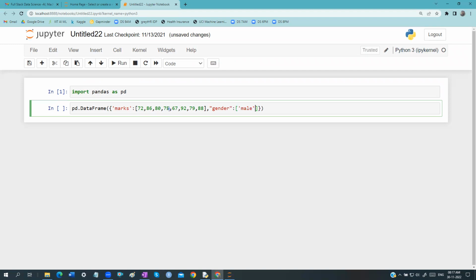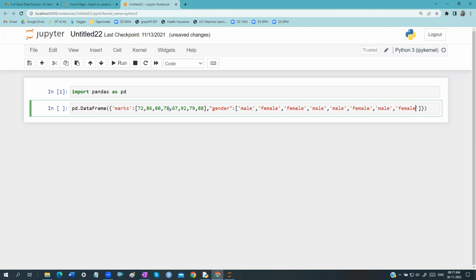It's a male, it is going to be a female. The next one is also a female. And the next one is a male. After male, again, one more male is there. And after that, we have a female. And after that, again, we have a male. And after that, we have a female.